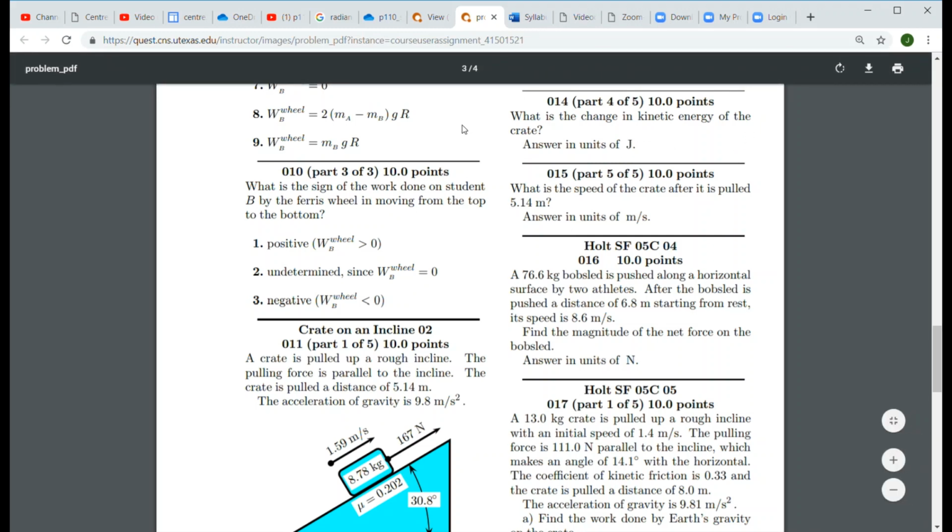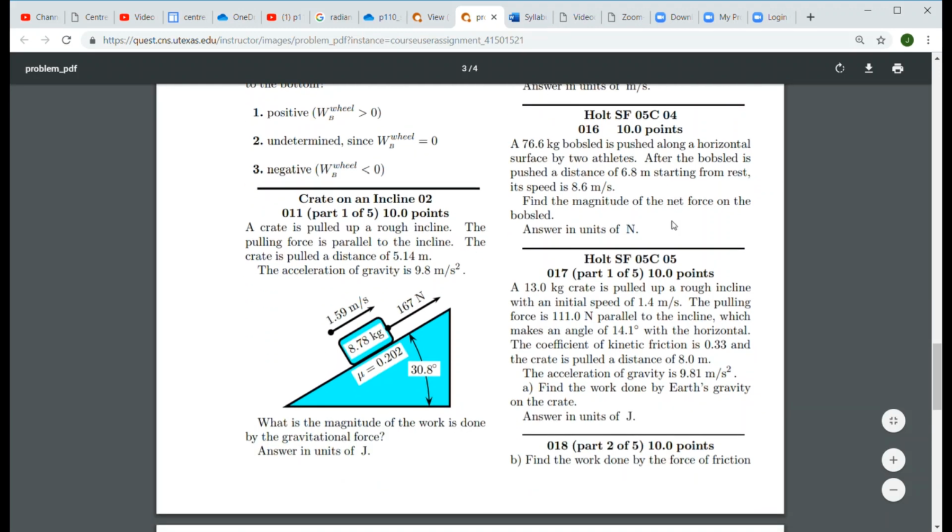And I guess along the way we could calculate the net work, which would give us the change in kinetic energy. So when I calculate my net work, that would give me the answer to 14, and set that number equal to 1/2 mv final squared minus 1/2 mv initial squared to get the answer to 15.